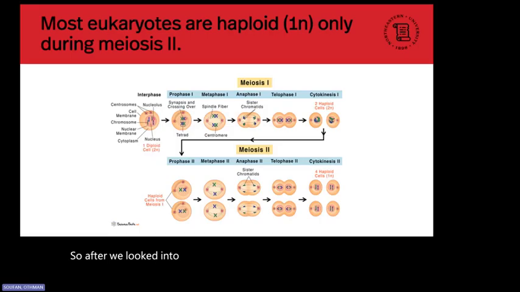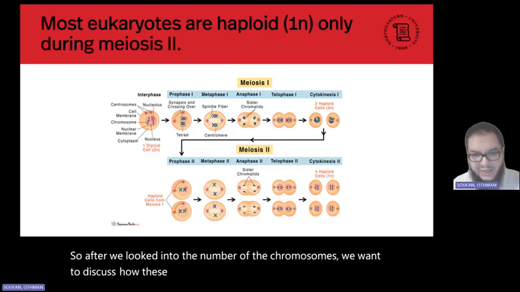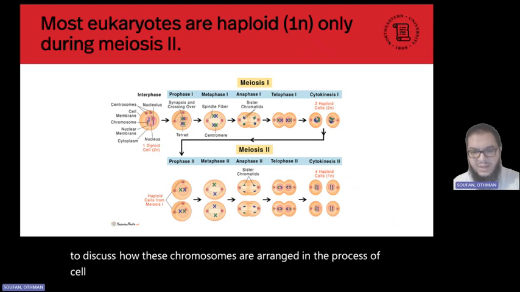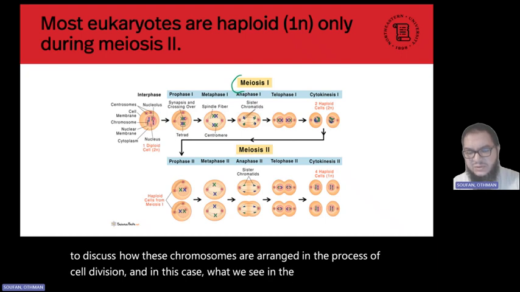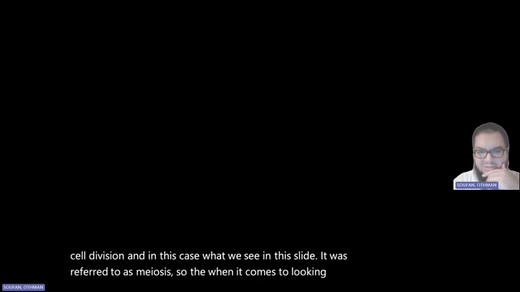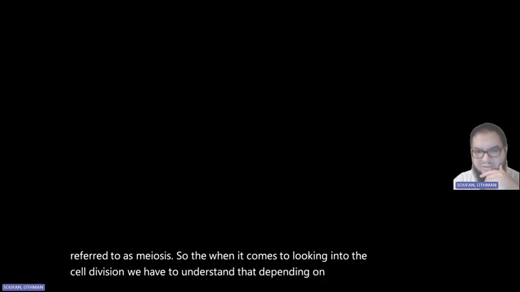Into the number of the chromosomes, we want to discuss how these chromosomes are arranged in the process of cell division. And in this case, what we see in the slide, it was referred to as meiosis. So when it comes to looking into the cell division, we have to understand that depending on the type of the cell, the specific process is considered.